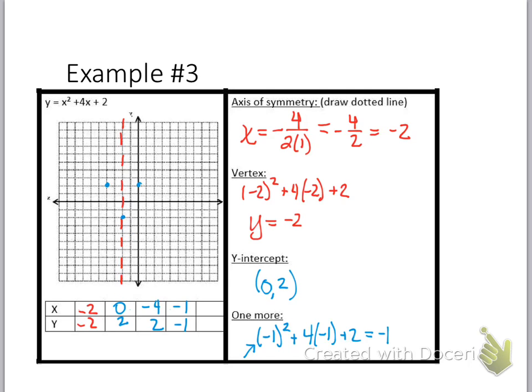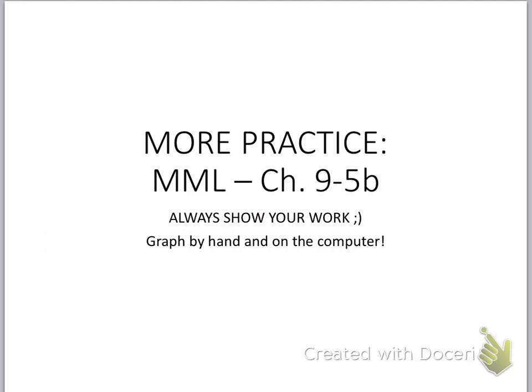Whoops, let's put that on the graph. Negative 1, negative 1. That's one space from the axis of symmetry, so one space. Connect it with a nice smooth curve. Hopefully this is making sense to you guys and you're doing really well with it. Just keep track of the steps and always graph every little piece as you go.